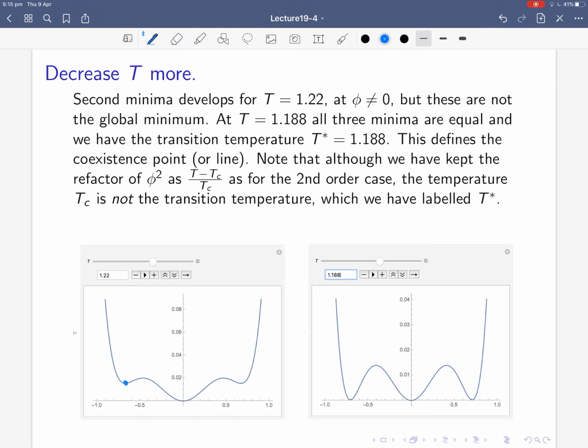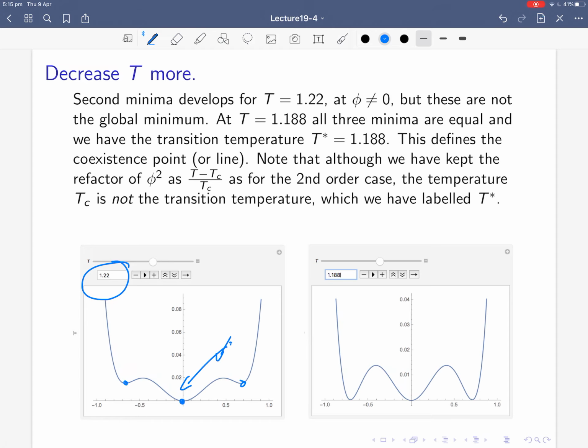Now, if we go to 1.22, we certainly see two other minima developing, and they're not at the origin. But these are not the global minima. If you ask the system where it would prefer to sit, it would prefer to sit in the lowest point, which is there. So there are two minima there, but they're not global. This is the global minimum.